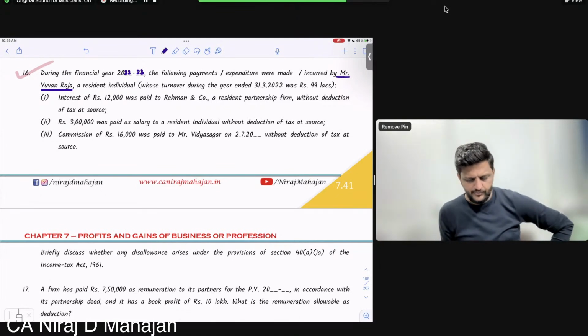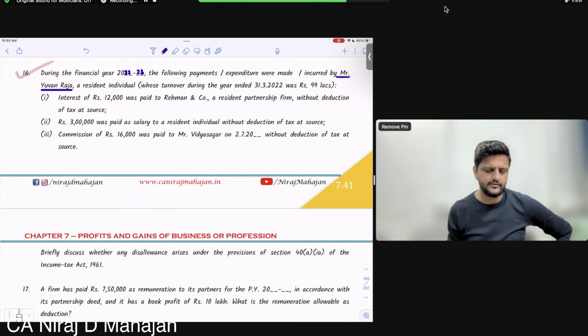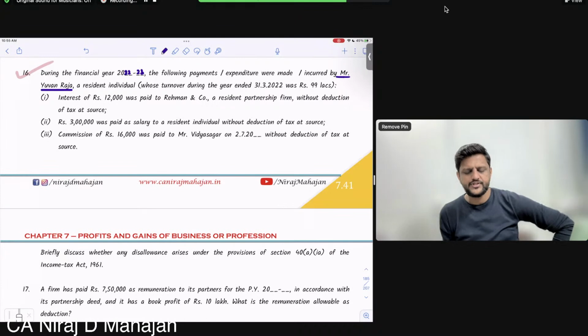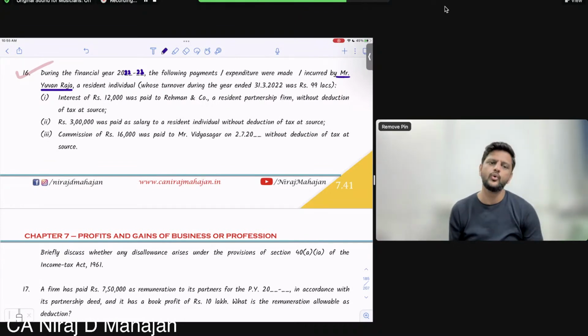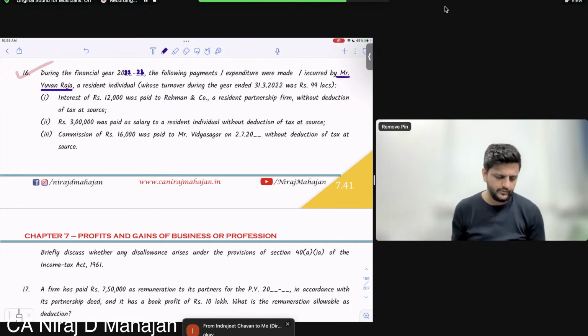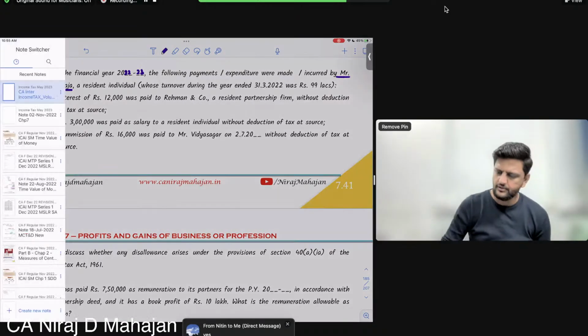So what are they saying? Interest of 12,000 paid to Rahman and Company, a resident partnership firm without TDS. Second, 3 lakhs was paid as salary to a resident individual without TDS. And third, commission of 16,000 paid to Vidyasagar without TDS. Briefly discuss any disallowance that arises. Okay? All of you okay till here? Fine. So write down in your notebook.